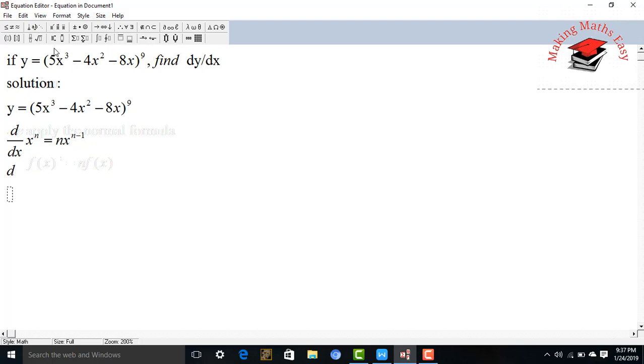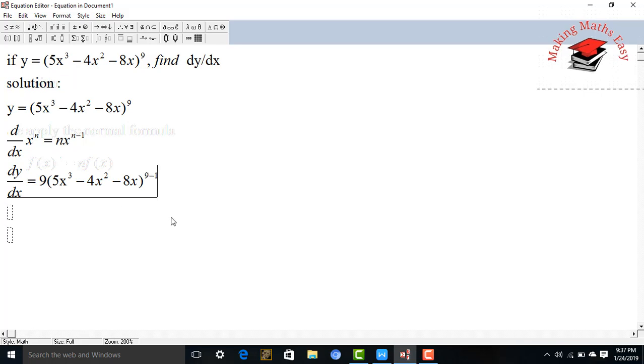So what will be dy by dx? The dy by dx will be the derivative of the particular function. So it can be represented as dy divided by dx, which is equal to n. What is the value of n? Here n is equal to 9. So 9 into this particular function raised to 9 minus 1, which can be written as 9 minus 1.